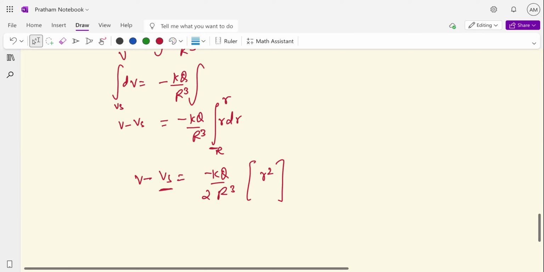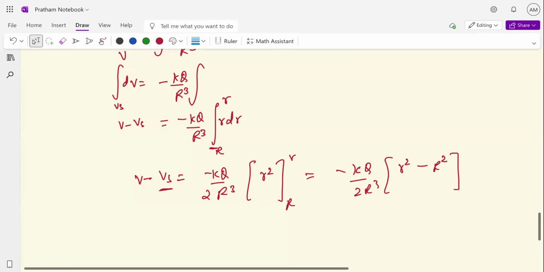Why is the 2 there? Okay, integration of r dr is equal to half of r square, right? Okay, got it? So I'm going from r to capital R, so you can write the final thing as KQ divided by 2R cube, R square minus r square. Understood? Okay, now one thing also is left.